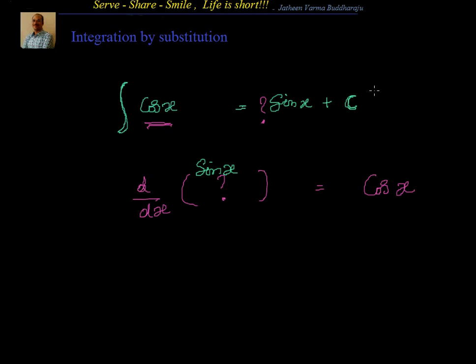This is what we understood as integration by inspection, and based on that we found the integrals of a lot of generally used functions. We found the integral of sin x, cos x, then secant x tan x, secant square x, cosecant square x, cosecant x cot x, and 1 by root of 1 minus x square.